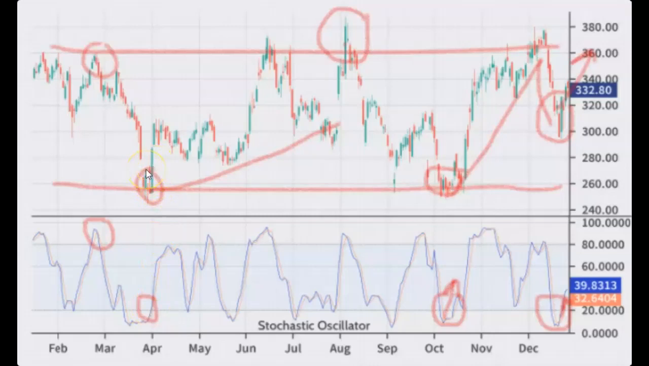But that's not the distinction or the nuance I want to talk about. I'll get into that when I get into the real world charting after this one. I just wanted to explain how I like to use the stochastic oscillator on a regular chart.